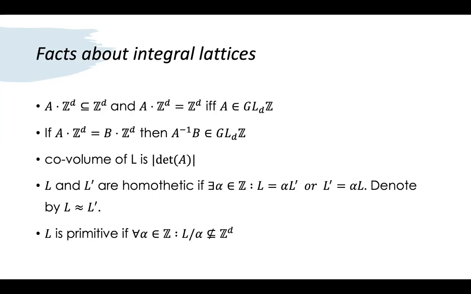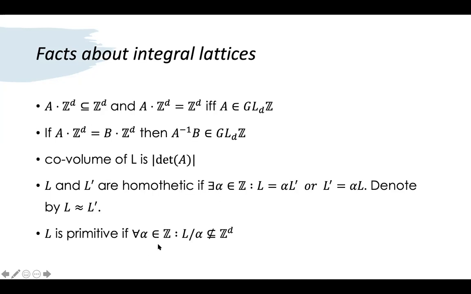And I want to define another definition. Two lattices are homothetic if one is the multiplication of the other by an integer. The correct thing to say here is Z-homothetic: if there exists an integer such that one lattice is the multiplication by this integer of the other lattice. So either L is alpha L prime or L prime is alpha L. And we denote two Z-homothetic lattices by this approximate sign.